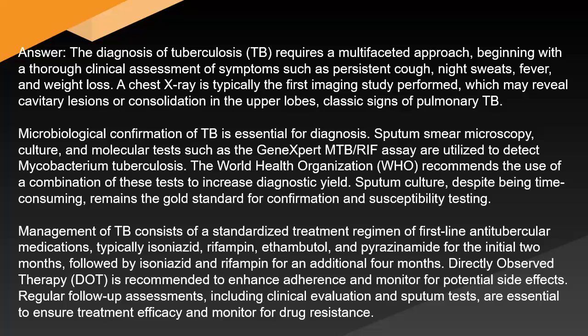A chest X-ray is typically the first imaging study performed, which may reveal cavitary lesions or consolidation in the upper lobes, classic signs of pulmonary TB. Microbiological confirmation of TB is essential for diagnosis. Sputum smear microscopy, culture, and molecular tests such as the GeneXpert MTB/RIF assay are utilized to detect Mycobacterium tuberculosis.